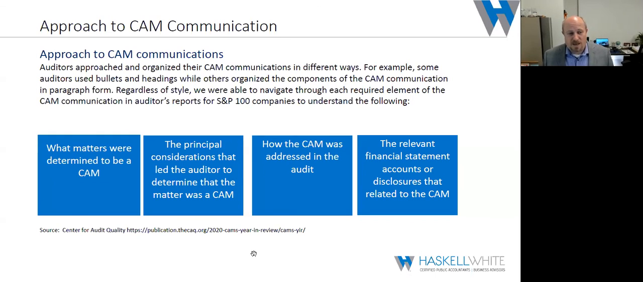They've had to identify what the CAM is, the principal considerations for why the auditor thought it was a critical audit matter to be disclosed, how we addressed that issue in the audit, and then the relevant financial statement accounts or disclosures that are related to that CAM. So if you just think about revenue recognition, there might be some complexity in your revenue model if you're not a simple widget retailer. So we might have to get into what factored the subjectivity, the critical estimates, et cetera, into revenue and talk about what we did to get through that process.